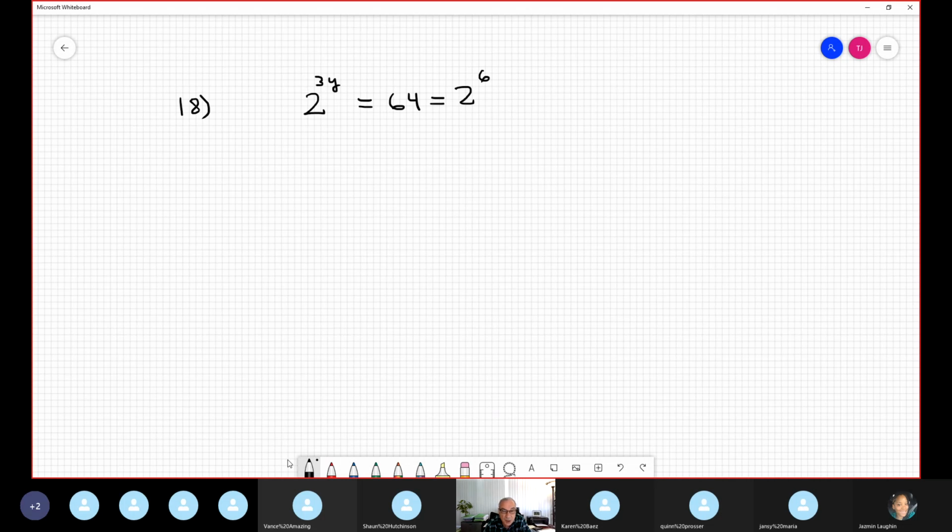If you don't know, you put it in the calculator: 2 times 2 times 2 times 2. But 64 is classical, that is 2 to the 6th power. So in this moment, I have two exponentials with the same base. Therefore, the conclusion is 3y equals 6. Divided by 3, y equals 2.